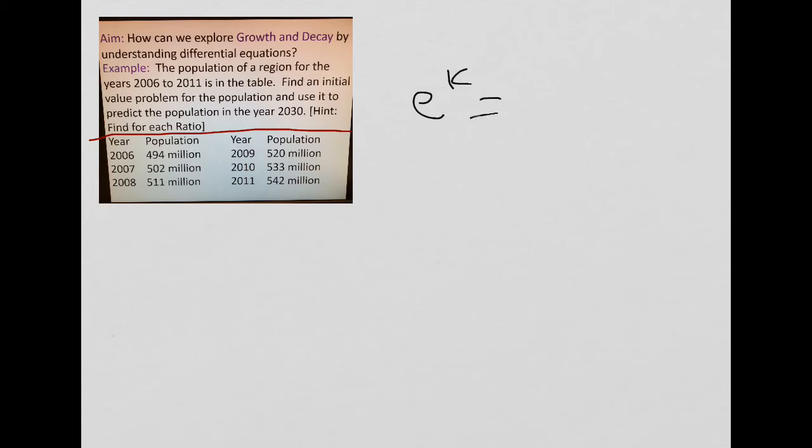Let me solve. So for this particular data, if we take 502 million over 494, you don't need all the zeros, that's between 2006 and 2007. What did it grow? We want a positive number. And we're getting about 1.0162. I have 4 decimal places for my work there.